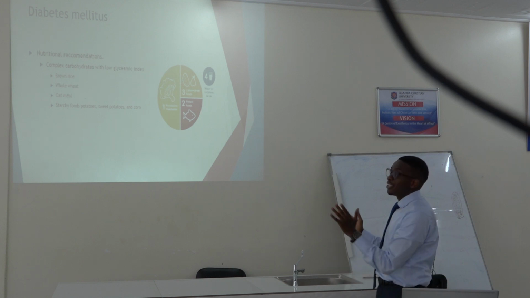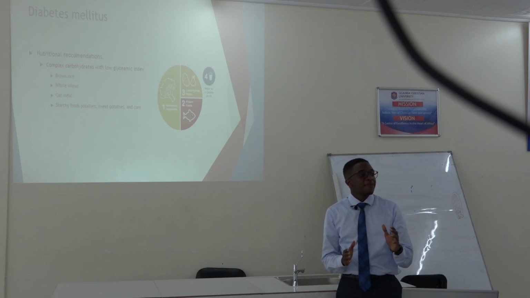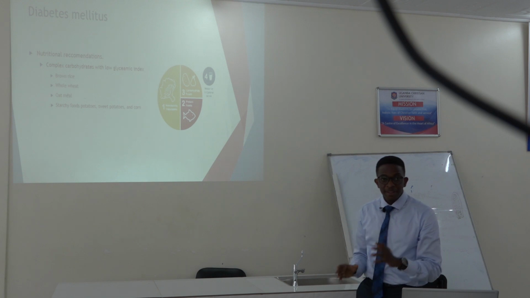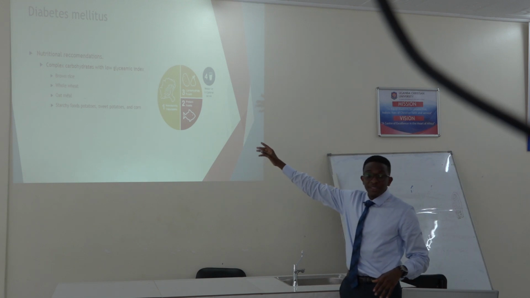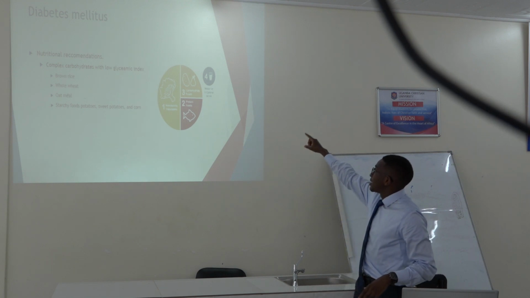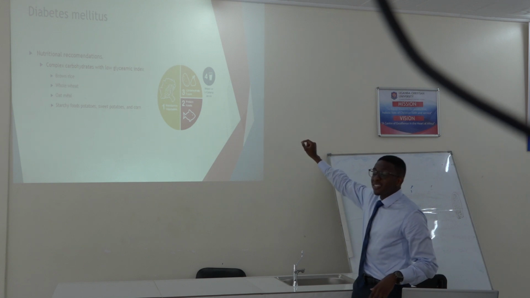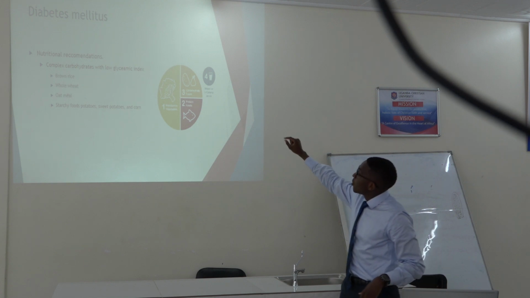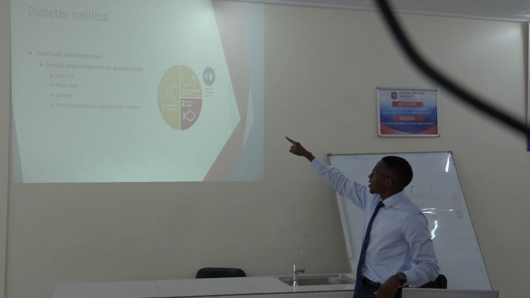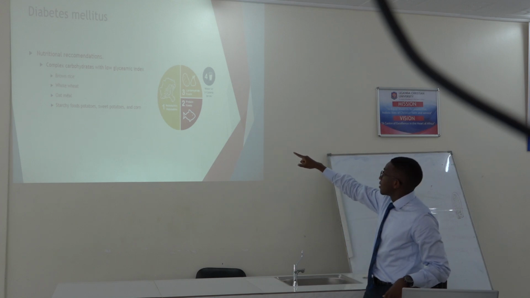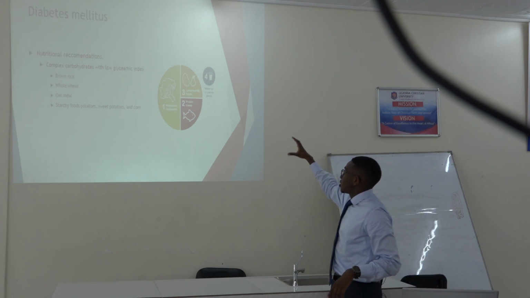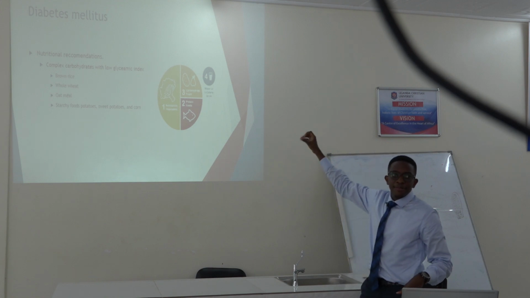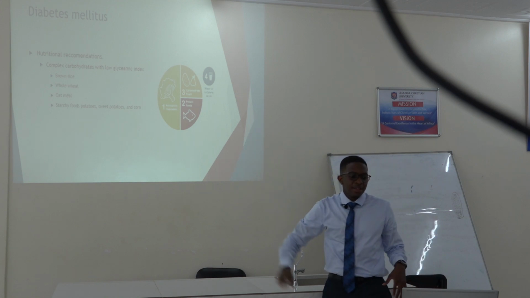A diabetic plate should always tell your patient how their plate should appear. Half of it should be vegetables, a quarter of it should be carbohydrates, and of these carbohydrates, what do we want? We want complex carbohydrates with low glycemic index, okay? And also, the next quarter should be protein, things like fish, meat, etc.